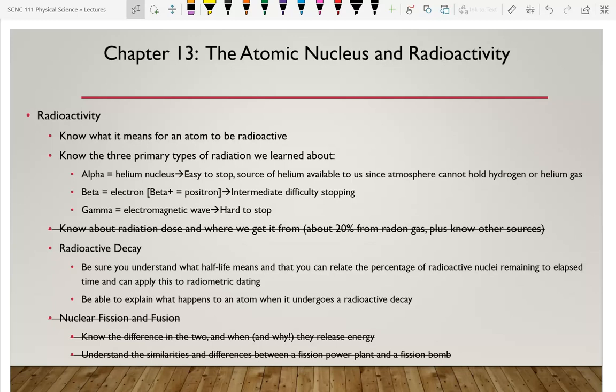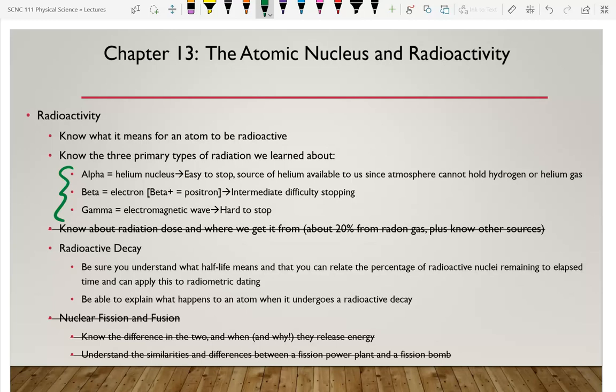We need to know what it means for an atom to be radioactive. That is, the nucleus of the atom is unstable. So the nucleus will reconfigure to a lower energy state, giving off something. The thing it gives off we call radiation. That radiation can come in many different varieties. We only looked at 3 of them: alpha, beta, and gamma.